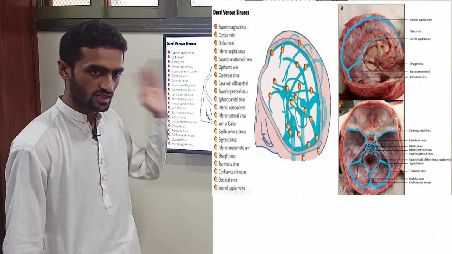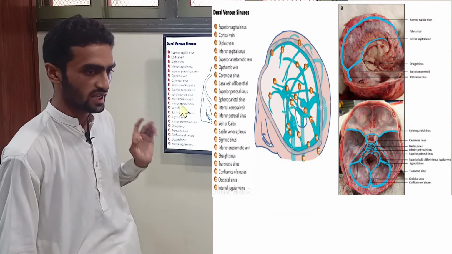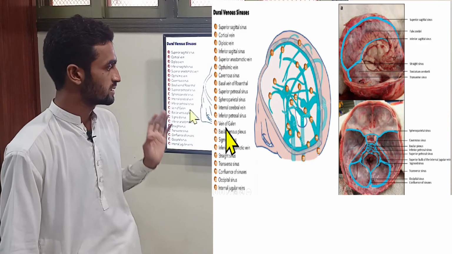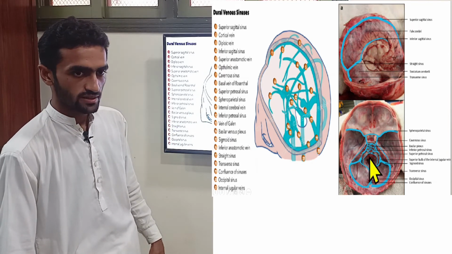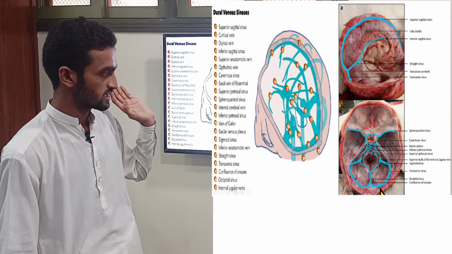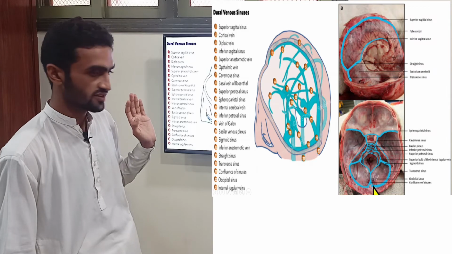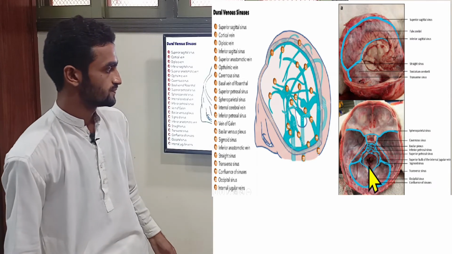So this is the extra explanation. If you can see, everything is mentioned there. You can go through it. I'm not going to go into detail. And you can see this picture, which is related to our picture. So the occipital sinus, and the confluence of sinuses here, where all the sinuses are meeting.